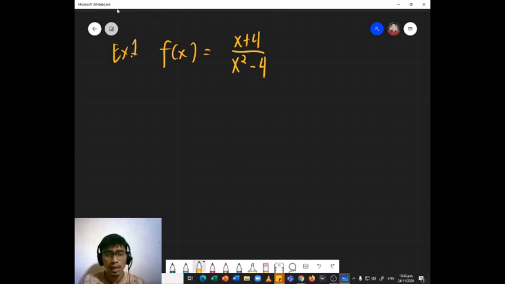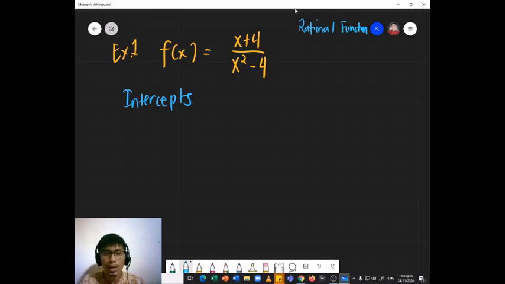So the first thing that you need to ask yourself is, is this a rational function? Basically, it is a fraction, with a polynomial numerator and a polynomial denominator, and obviously our denominator is not equal to 0. So this is a rational function. Since we already identified that it is a rational function, let's try to find the intercepts.